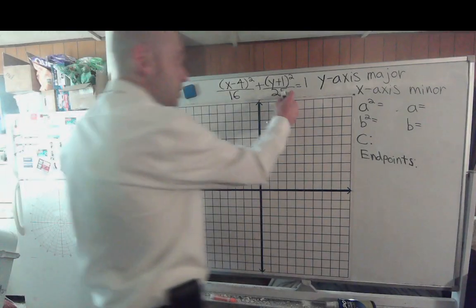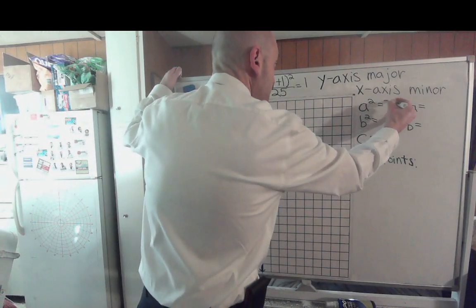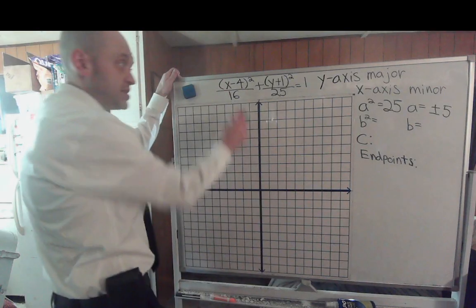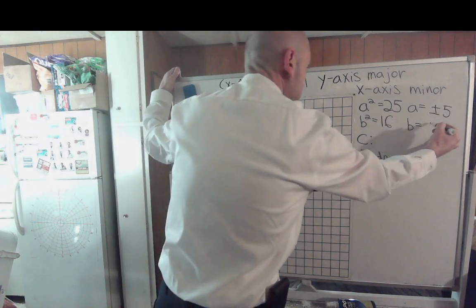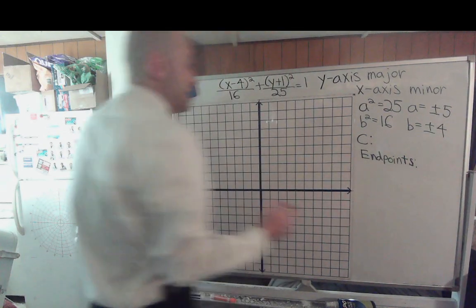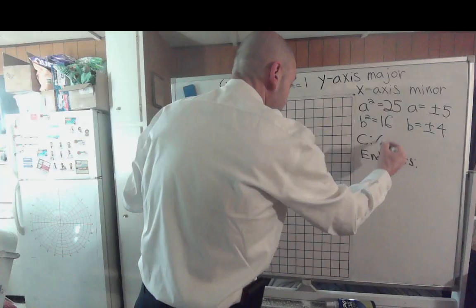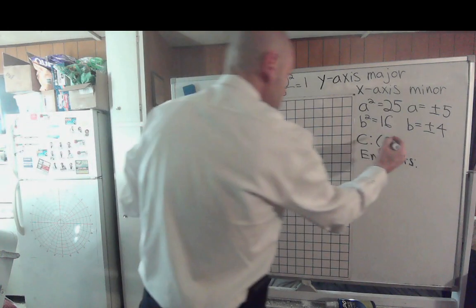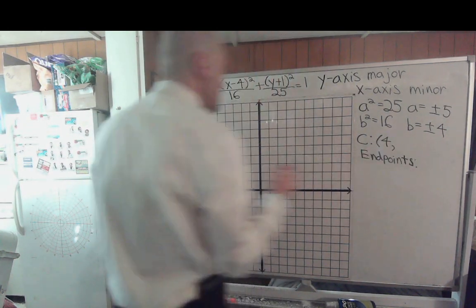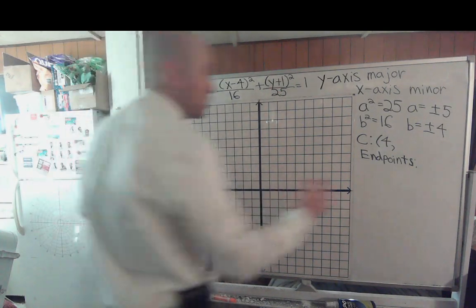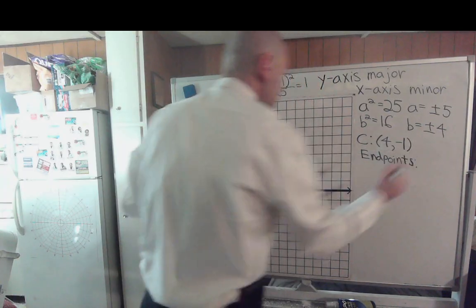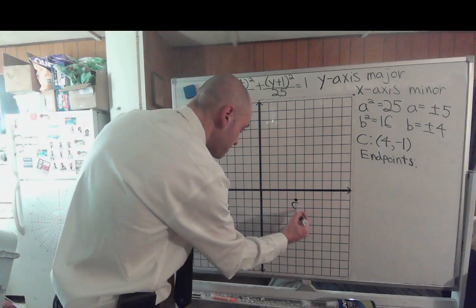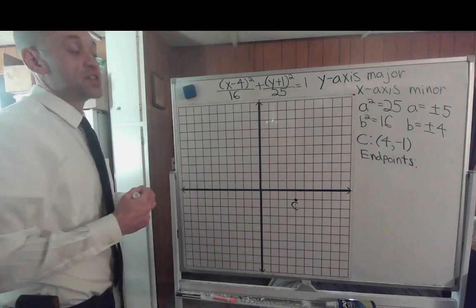That means my a squared is actually 25, which means a can just be plus and minus 5, which means my b squared is 16, so b is plus and minus 4. Now to find my vertex, the center, I set that x minus 4 equal to 0. I get an x coordinate of 4. And then set the y plus 1 equal to 0. You'll get a y coordinate of negative 1. So the center of this ellipse is located at 4, negative 1, which would be right there. There's my center.